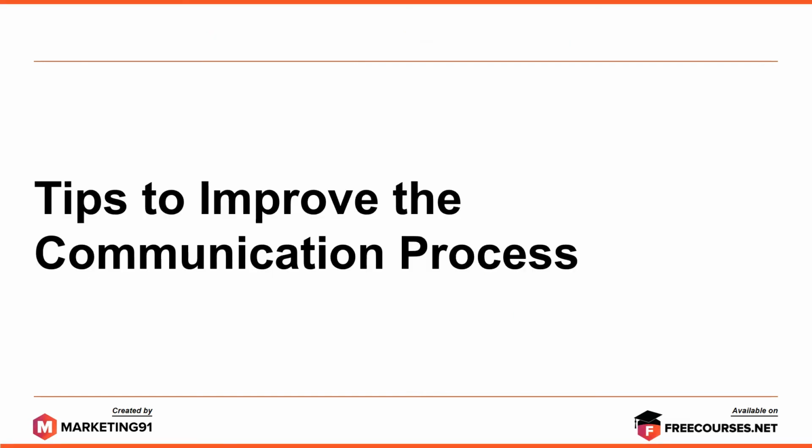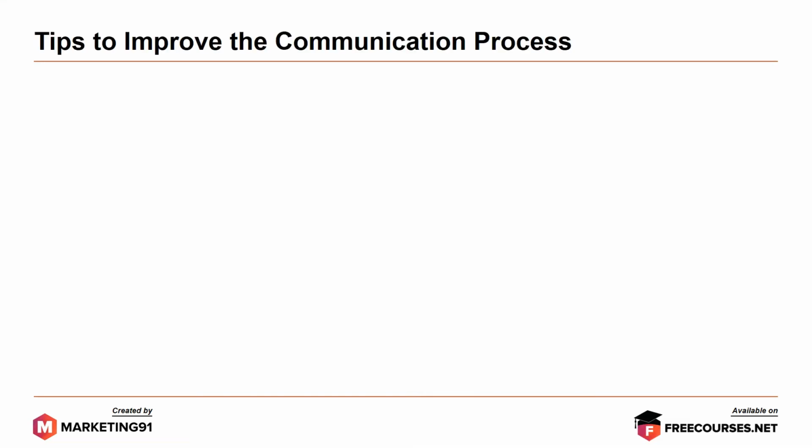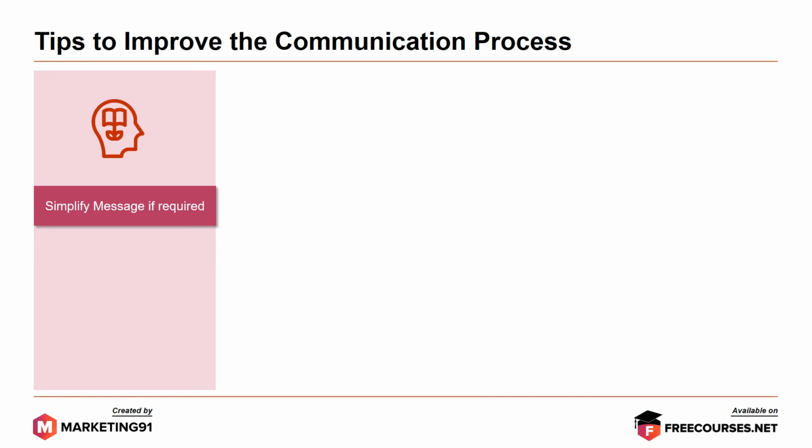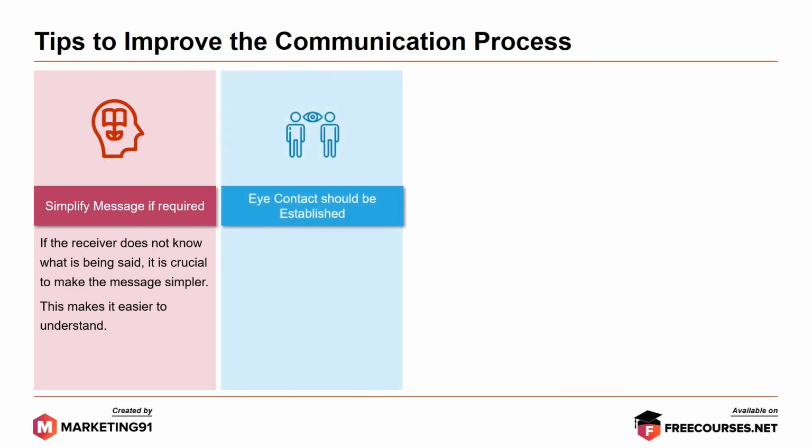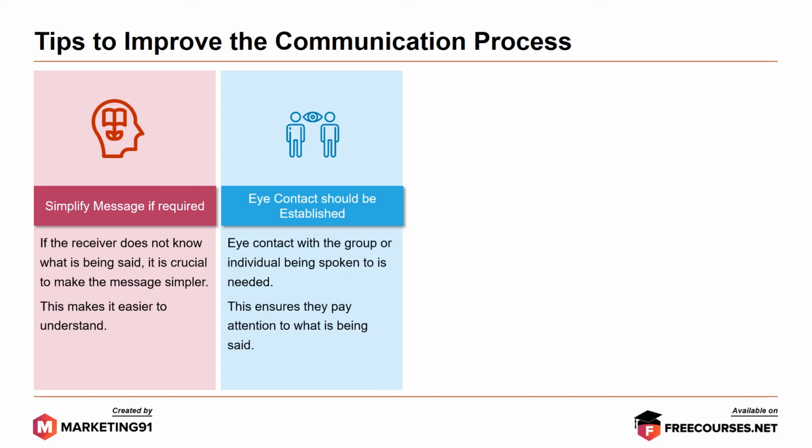And finally, tips to improve the communication process. First, simplify message if required. If the receiver does not know what is being said, it is crucial to make the message simpler. This makes it easier to understand. Next, if possible, eye contact should be established. Eye contact with the group or individual being spoken to is needed. This ensures they pay attention to what is being said.